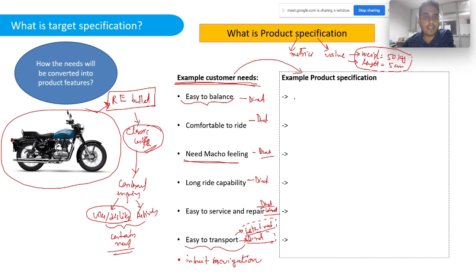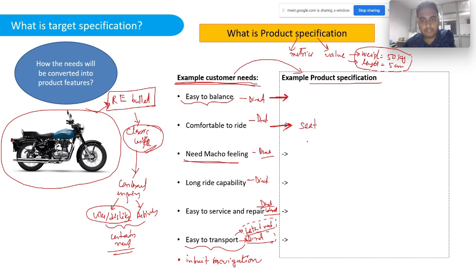Suggest me a few product specifications related to these customer requirements. When it comes to product specification, it must have a metric and a value associated with it. So for comfortable to ride, we must first specify the kind of seat we are providing, with some kind of comfort rating. For example, long ride seat.